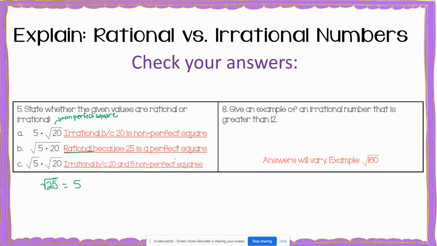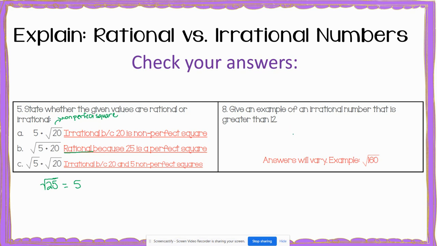C says the square root of 5 plus the square root of 20. Well, this is considered irrational. The reason is that both 5 and 20 are non-perfect squares. There is no whole number that can multiply by itself to give us 5, and there is also no whole number that can multiply by itself to give us 20. Because they're in separate square root symbols, we would have to find the square root of 5 first, then find the square root of 20 and add them together. Since we cannot find both of those without getting an irrational number, when we add them together, that number will continue to be irrational.